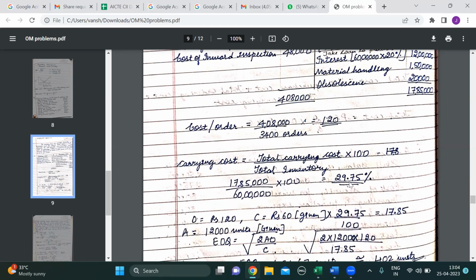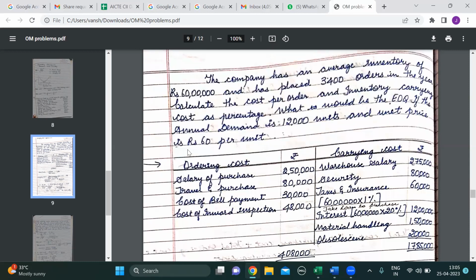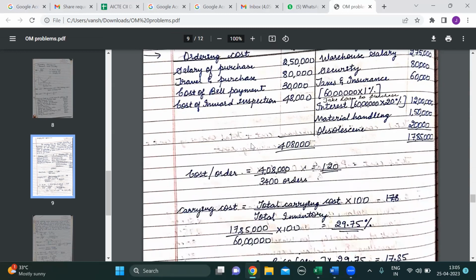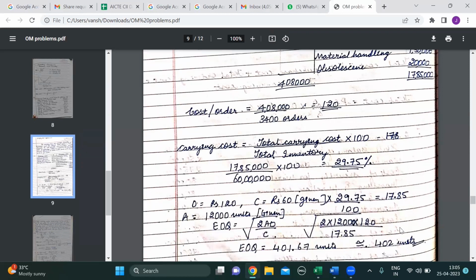This was the second question. Find the carrying cost in percentage. So now we have ordering cost 120. Carrying cost is in percentage. We want it in rupees. So what we do is we'll see what is the cost per unit. Here you can see unit price is rupees 60 per unit. So 60 rupees into 29.75% is the carrying cost. So 17 rupees 85 paise per unit you are spending on carrying cost.